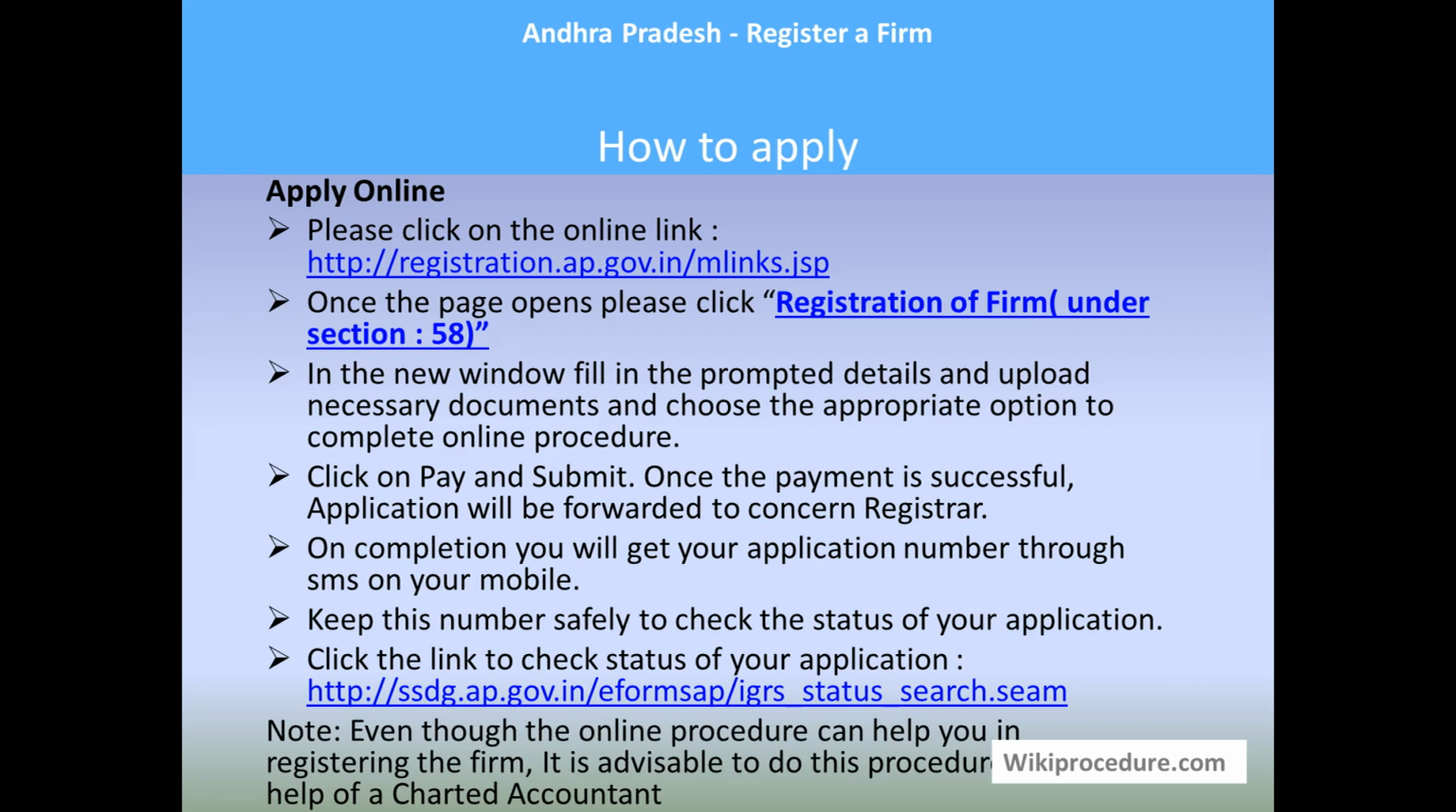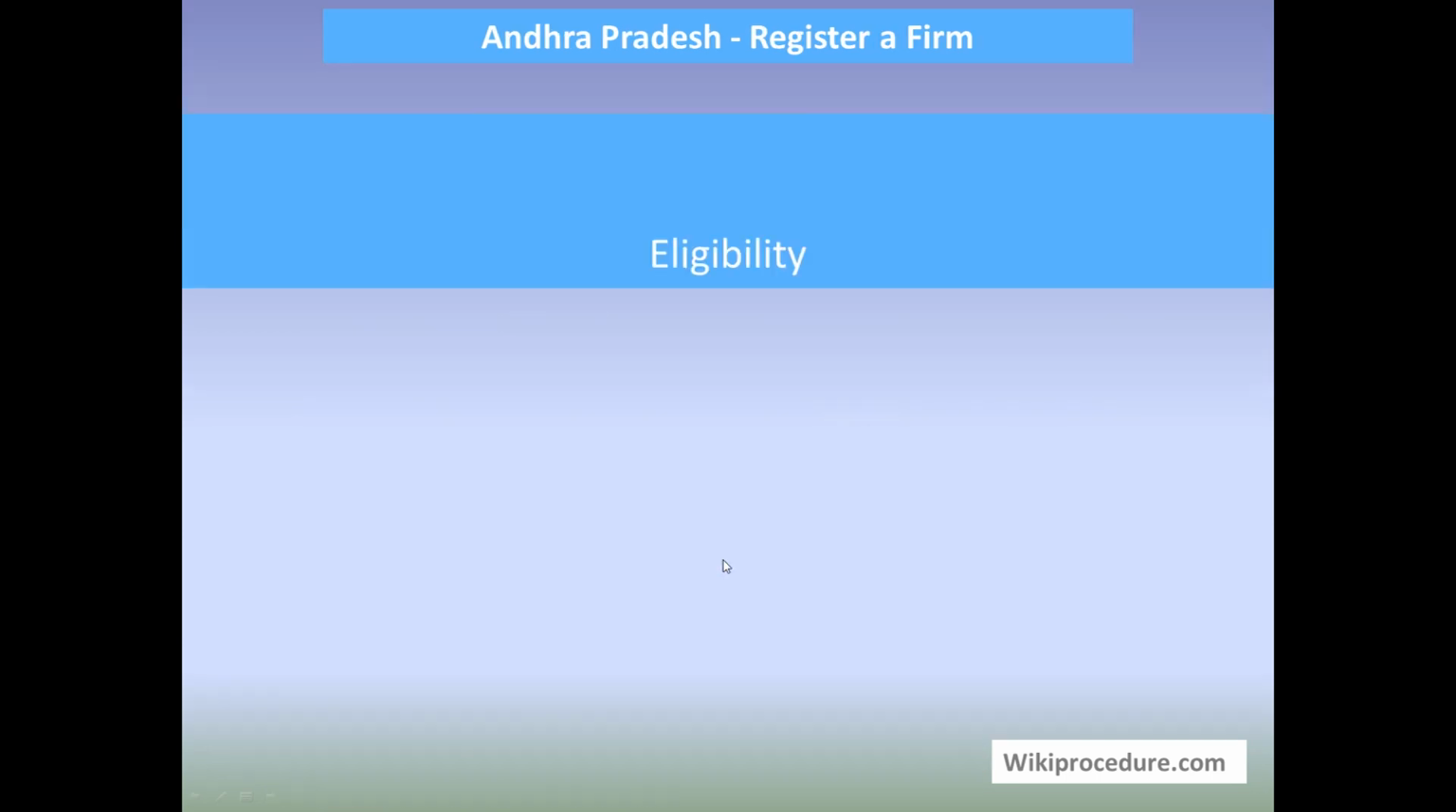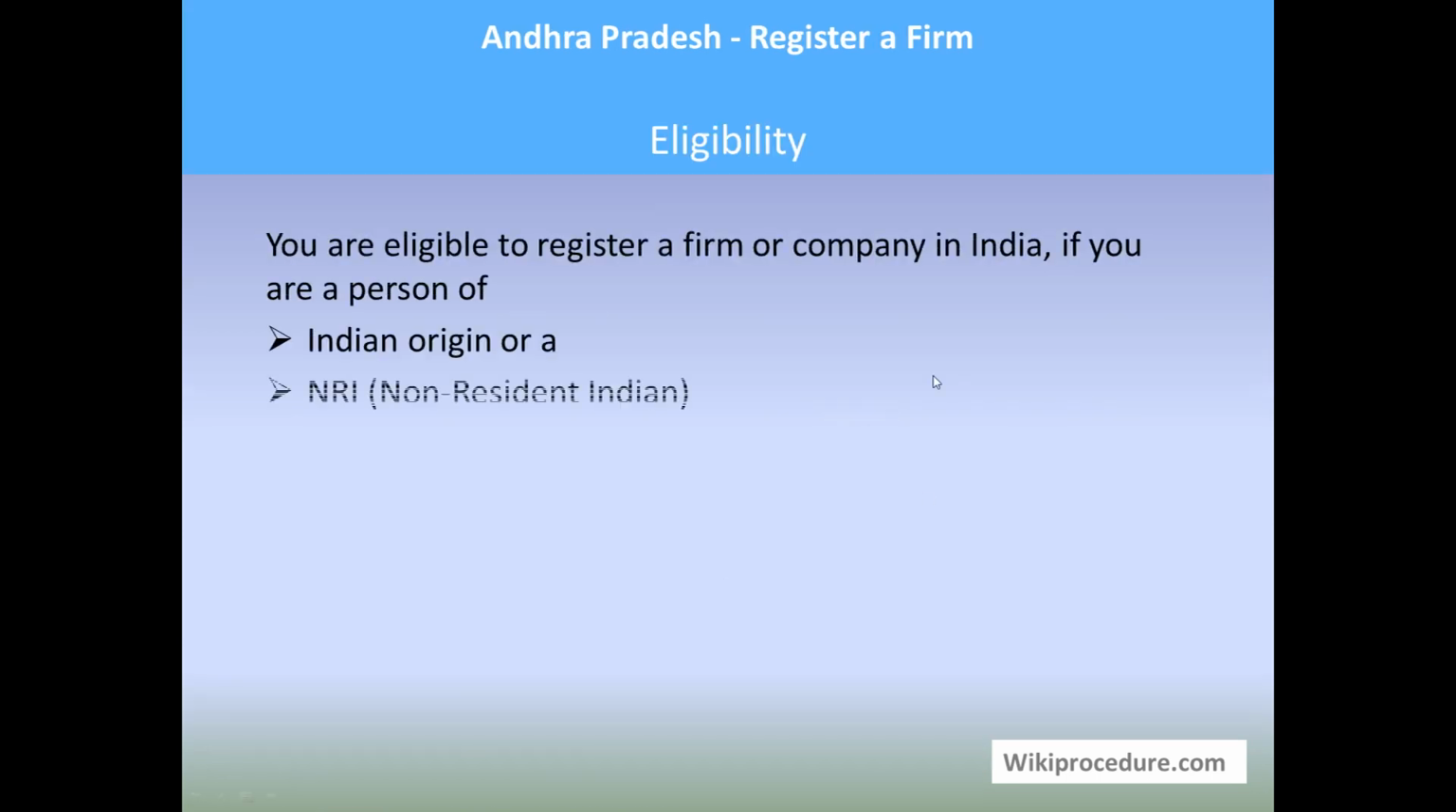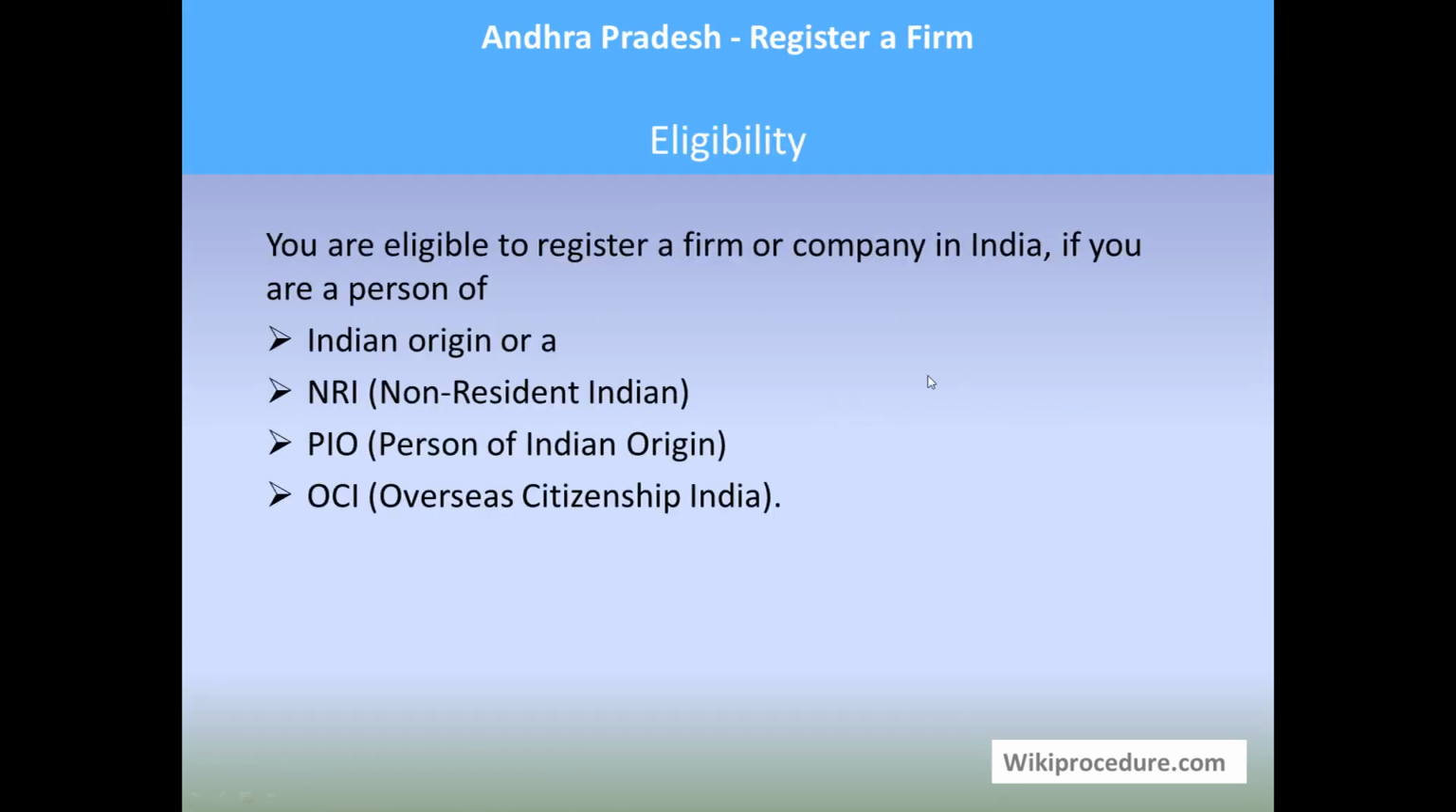Note, even though the online procedure can help you in registering the firm, it is advisable to do this procedure with the help of a chartered accountant who is much informed about these details. Eligibility: you are eligible to register a firm or a company in India if you are a person of Indian origin or an NRI, non-resident Indian, PIO, person of Indian origin, or OCI, overseas citizenship of India.